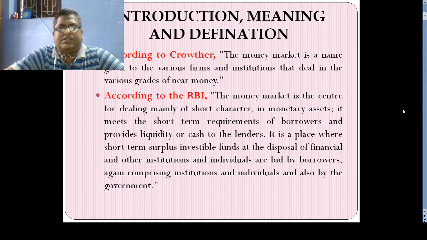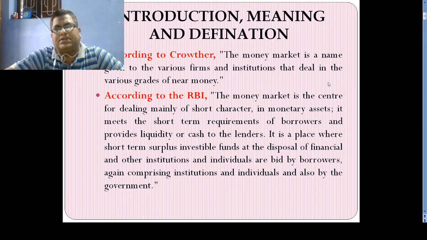My dear students, the money market is a short-term market. It is a highly liquid market. In the money market, the instruments traded have a duration within 1 year, that is, 364 days or 365 days. But what is the definition?